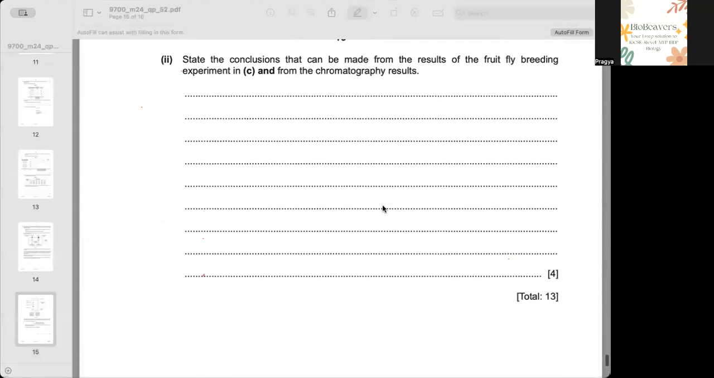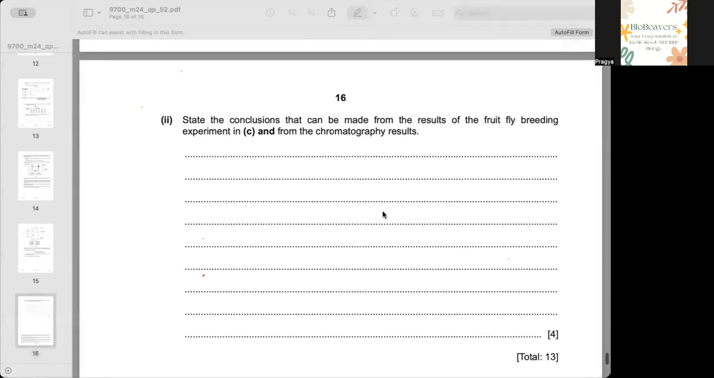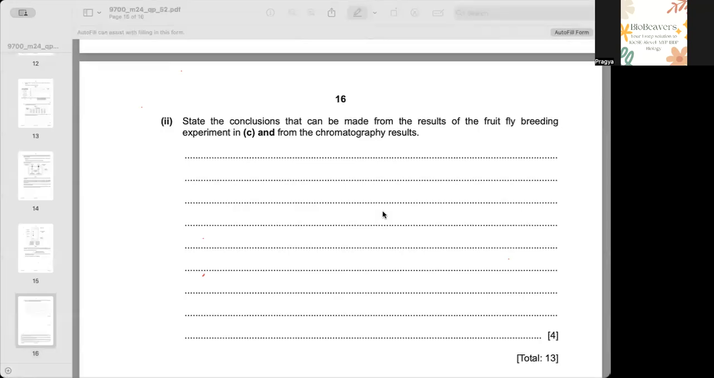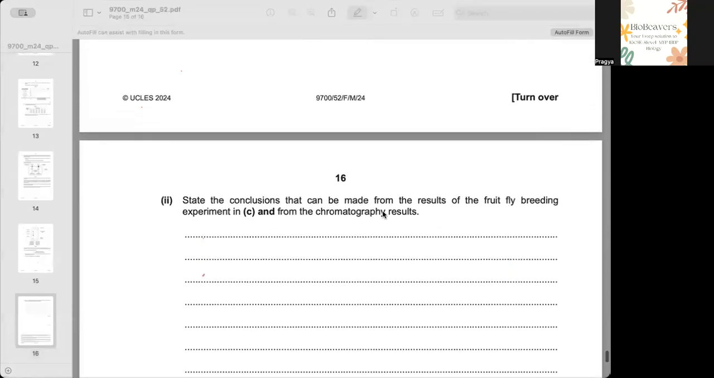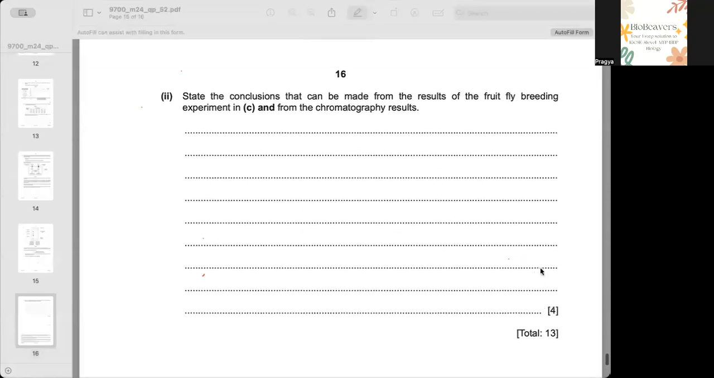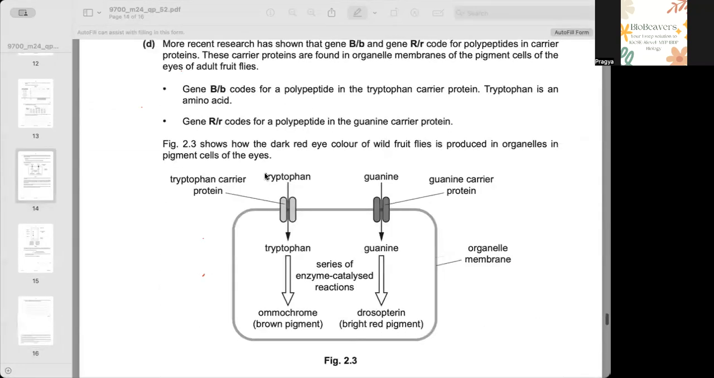So now we move on to our next question, and it is the last question. It says state the conclusion that can be made from results of fruit fly breeding in experiment C and from chromatography results. So it's a 4-marker. 2 marks for giving us the chromatography result and 2 marks for the experiment which was done. So if we look at the C part, let's go back to the C part.